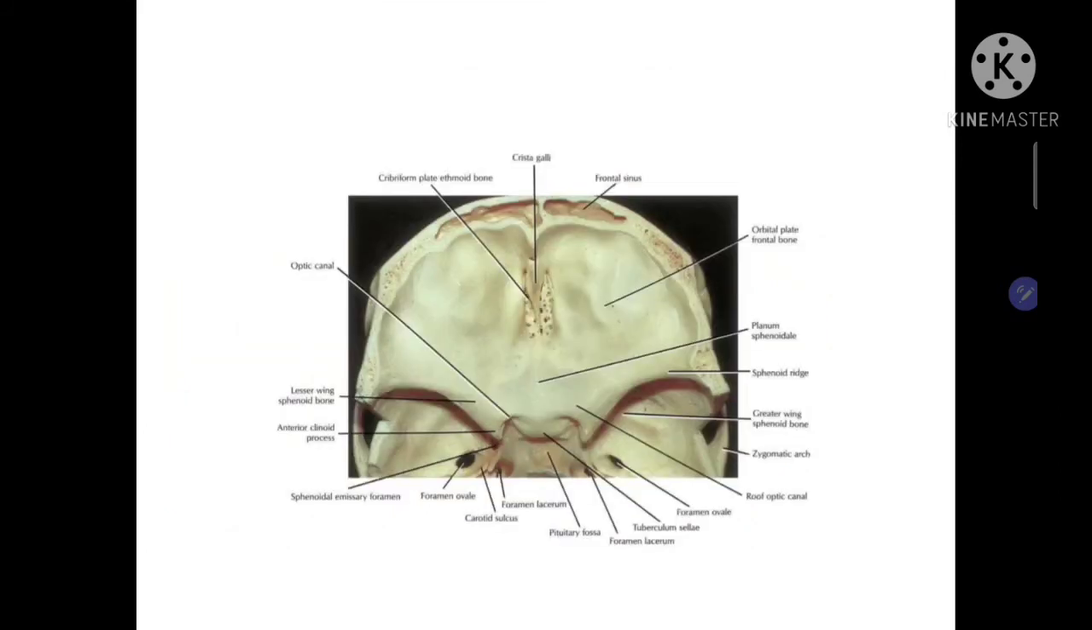Okay, so here we can see a superior view. Again, we remember the anterior clinoid process. The optic canal is going there. Planum sphenoidale, pituitary fossa, sella turcica. Tuberculum sellae here. Okay, remember this is the intercavernous, optic groove here.